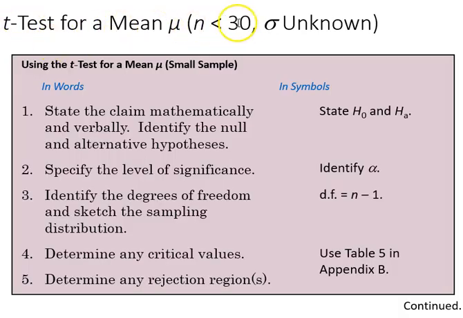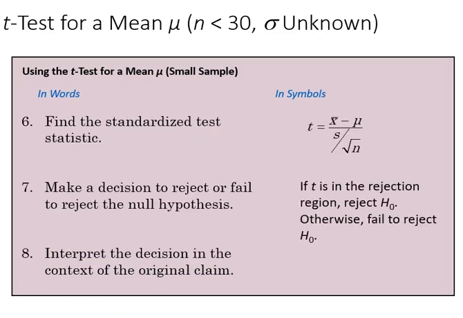So the t-test for a mean mu with a small sample and an unknown population standard deviation has these steps. We state the claim mathematically, our null and our alternative hypothesis. We identify a level of significance. We determine the degrees of freedom. We then determine critical values using our t-distribution and use that to determine our rejection regions. Next, we find the standardized test statistic using this equation, we make a decision to reject or fail to reject the null, and then we interpret that decision in the context of the original claim.